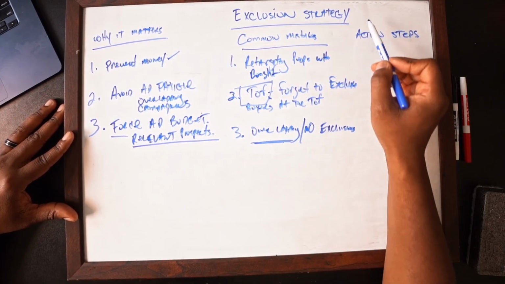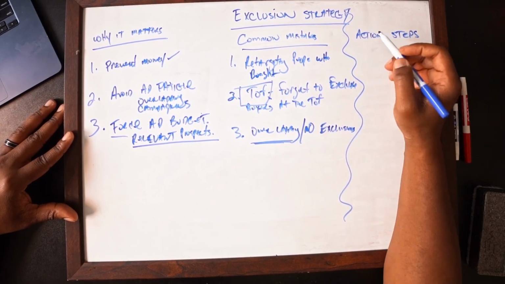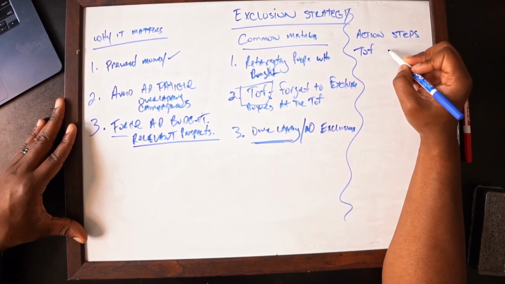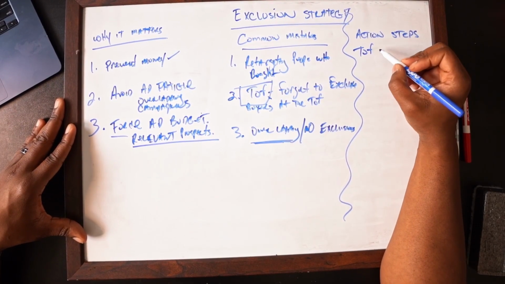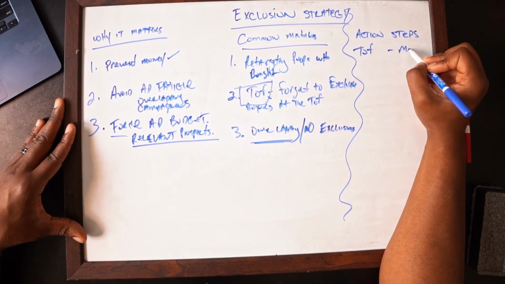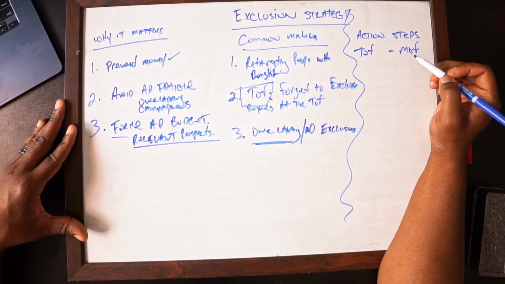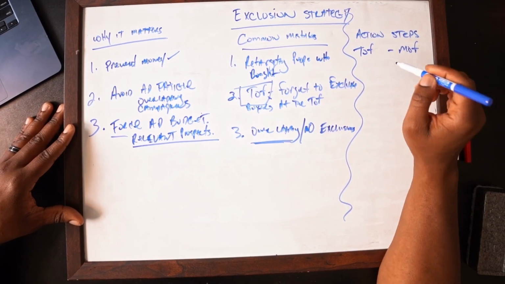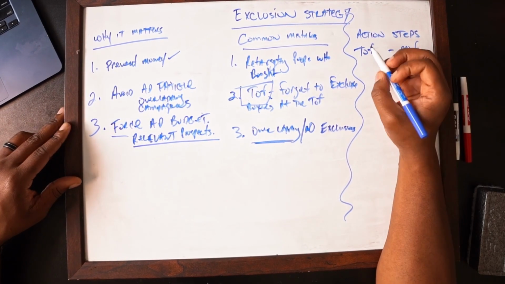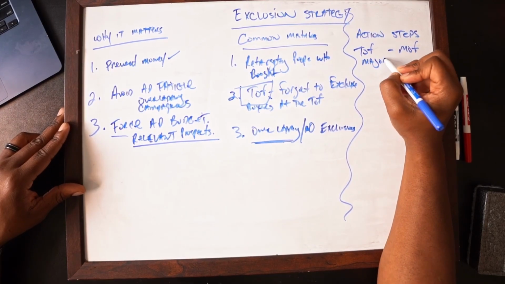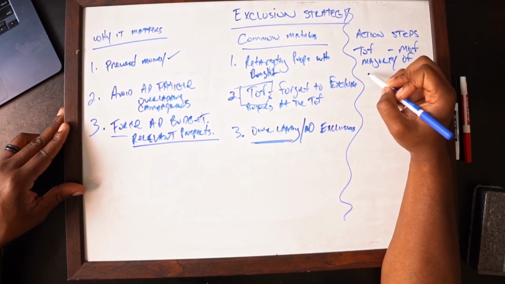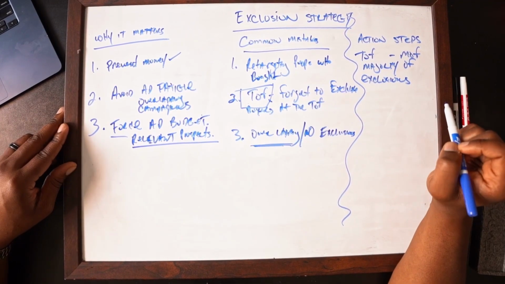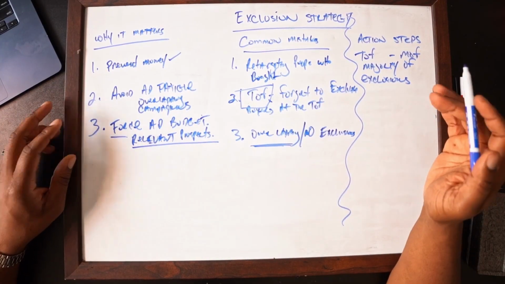Let's get into the actionable steps. Let me show you how to do it. The top of the funnel is where you have your awareness, and the middle of the funnel is where you have your nurturing, your rebranding, your reminding. So you want to make sure you're doing the majority of the exclusions at the top of the funnel and the middle of the funnel, at the beginning of your campaign and the middle of your campaign.